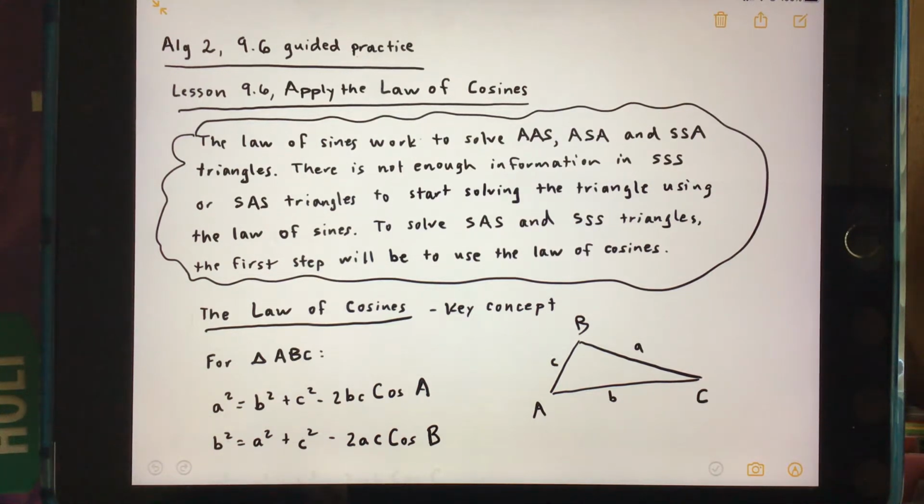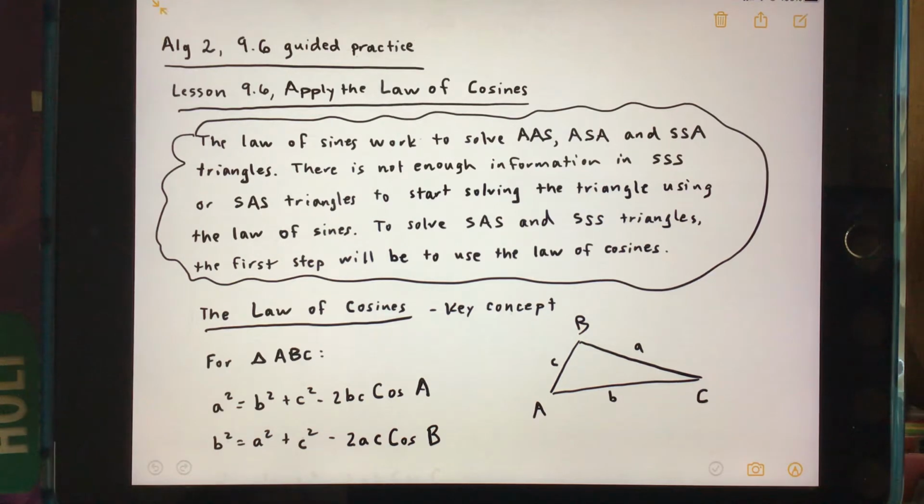Okay, Algebra 2, we're on our last lesson in our Chapter 9, where we are finding the angle measurements and finding the side lengths of triangles using our law of sines and now the law of cosines. The law of sines works to solve AAS, ASA, and SSA triangles. There's not enough information in SSS or SAS triangles to start solving the triangles using the law of sines. To solve SAS and SSS triangles, the first step will be to use the law of cosines.